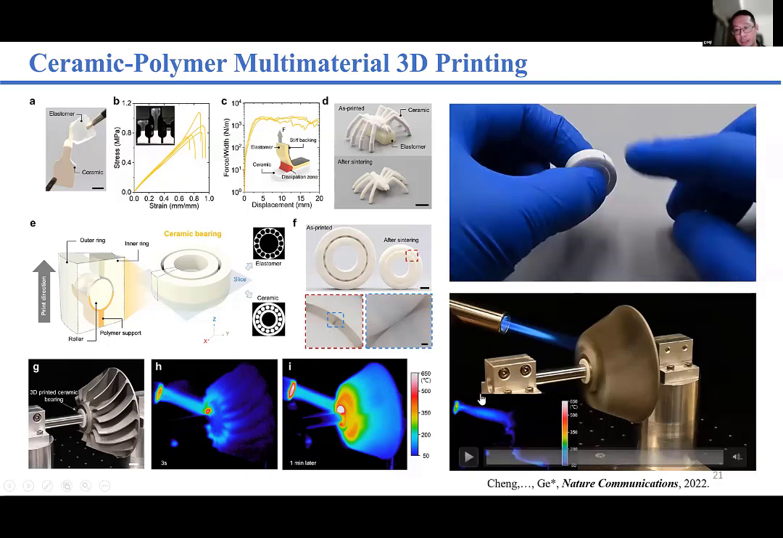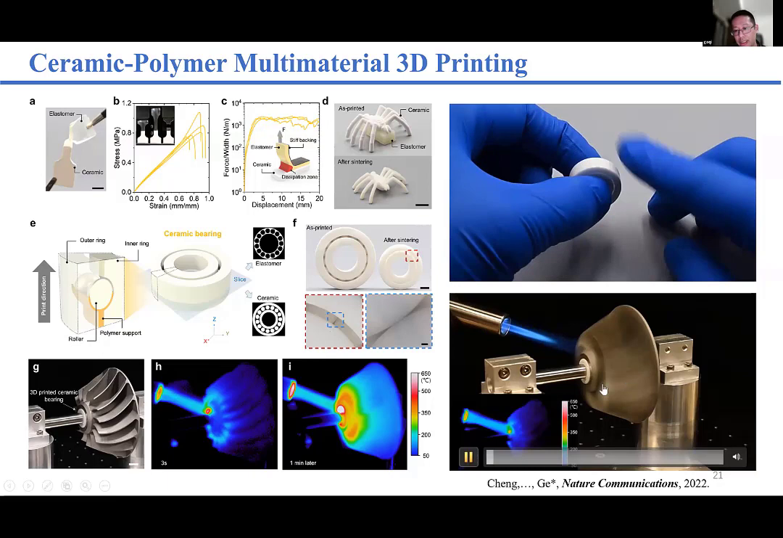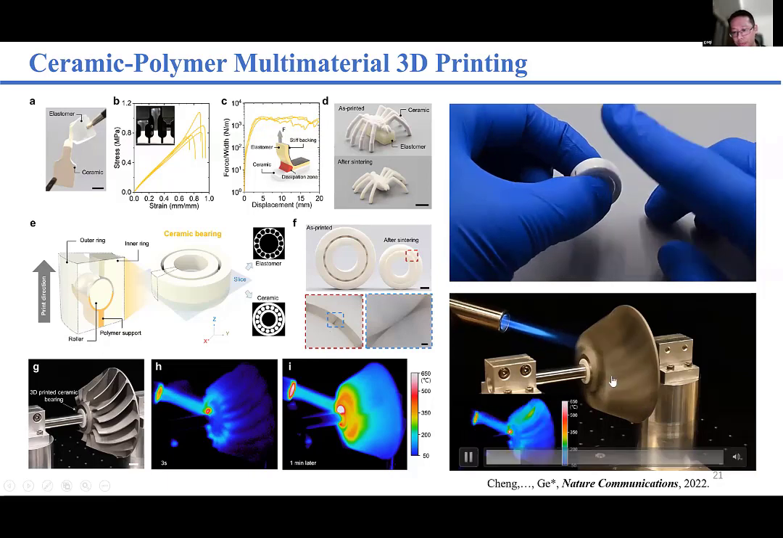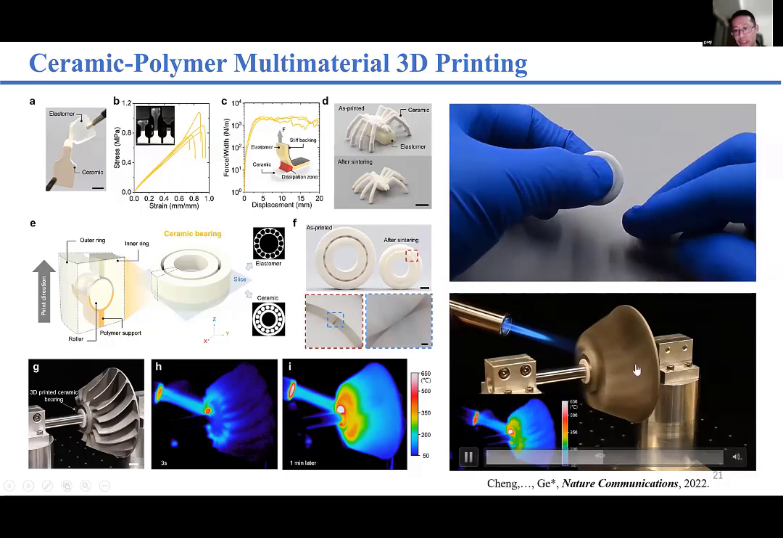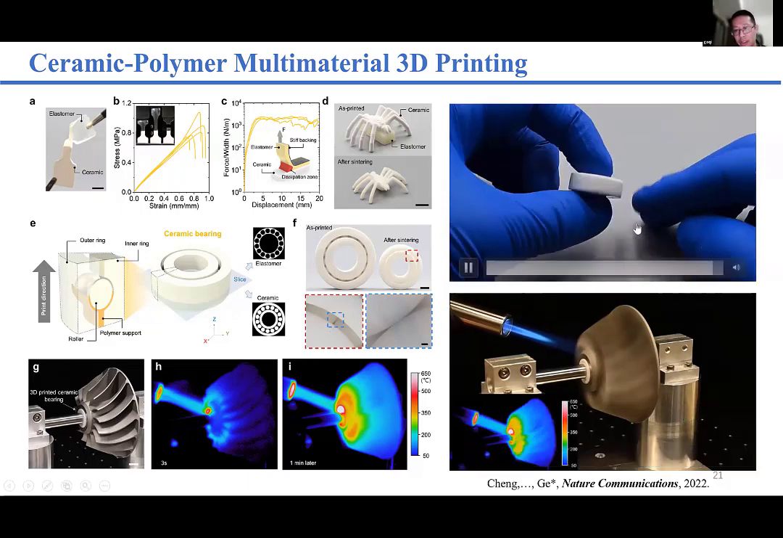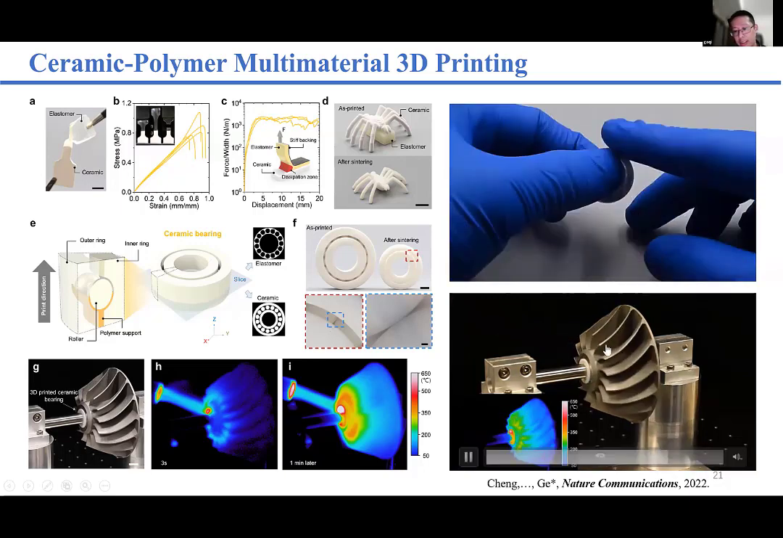And then this ceramic bearing can be used to connect here. It can rotate freely, and of course, because the ceramic is less heat conductive, we can see that the heat is not quickly transferred to the shaft.